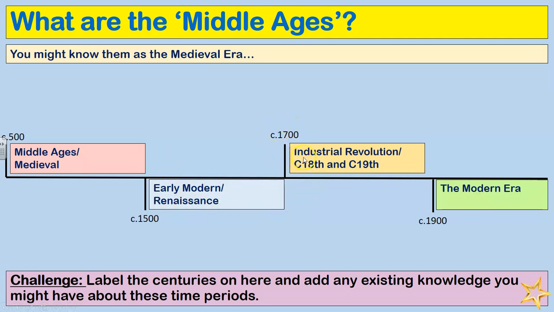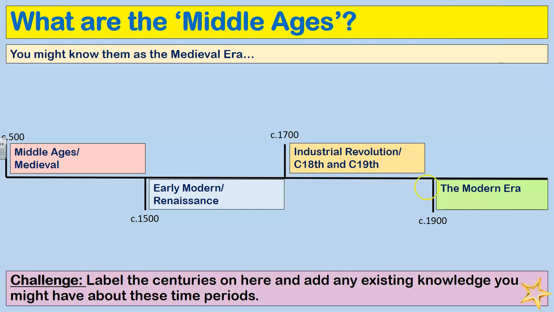Similarly, from around 1700, about 1750 to be exact, to 1900 is the Industrial Revolution, but that encompasses the 18th and 19th centuries. And then we move into what's known as the modern era, so after 1900 up to present day. It's currently known as the modern era, but who knows, that might change as history moves on.